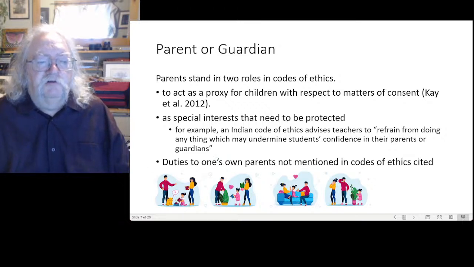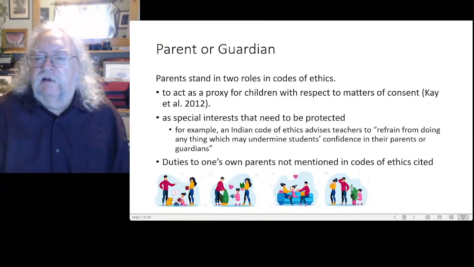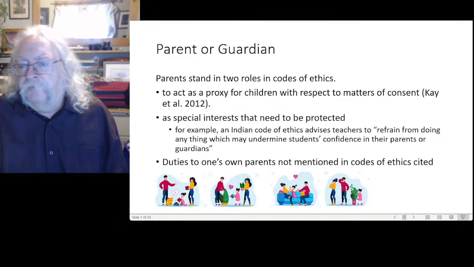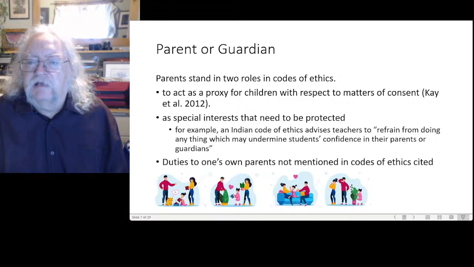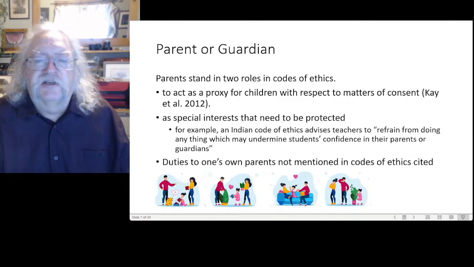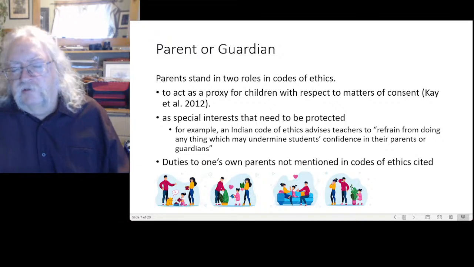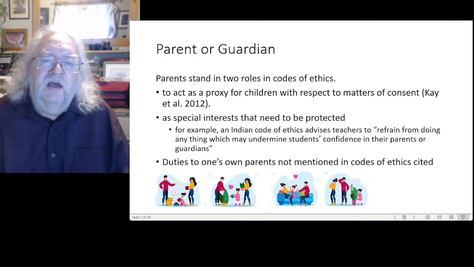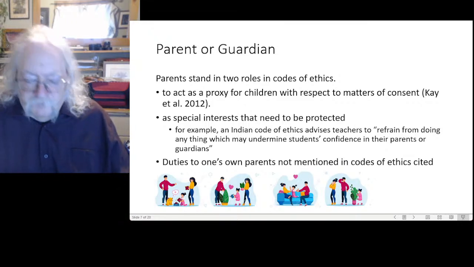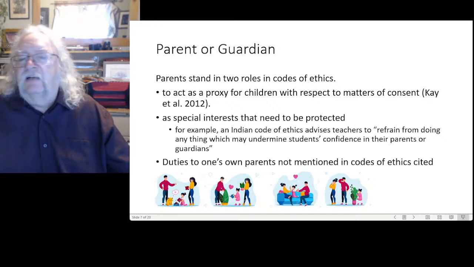We also have duties with respect to parents or guardians, and these show up basically in two major ways. First of all, where parents may act as a proxy for children with respect to matters of consent. So if there is an obligation of consent, and if that obligation is being applied to a child, then that obligation is also to the parent who is acting as a proxy. It also creates responsibilities for parents to stand in as that proxy.